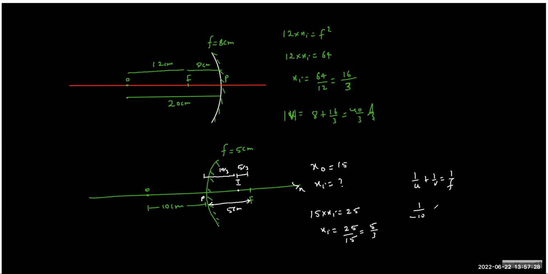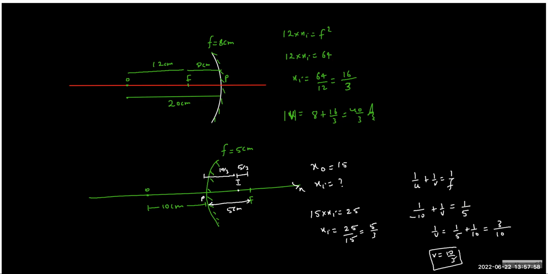And v will be how much? Along the incidence we take positive. So v I don't know. I'll keep v as a symbol, because when you don't know anything, just write a symbol. If I know it's going to be positive, I will write 5. So 1 by v will be how much? 1 by 5 plus 1 by 10. LCM is 10, which is 3 by 10. So v is 10 by 3, and it's the positive answer, so it's on the right side.